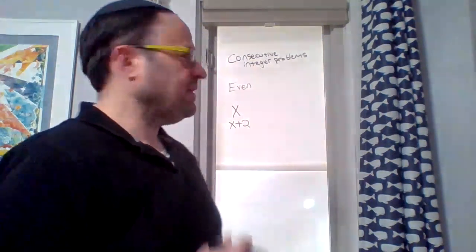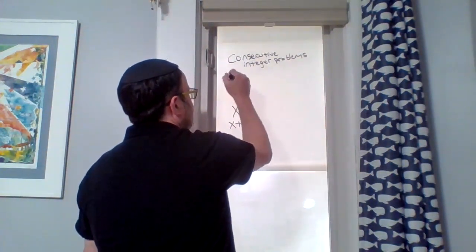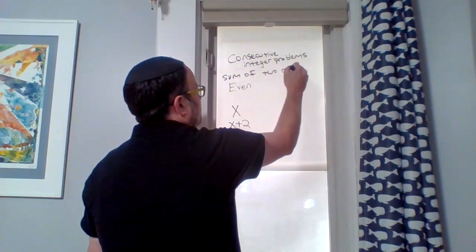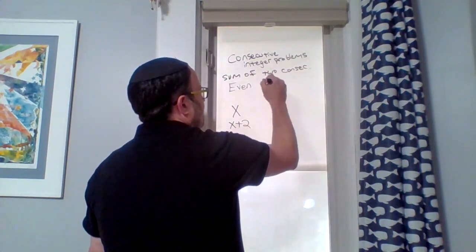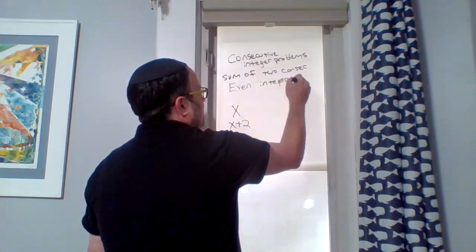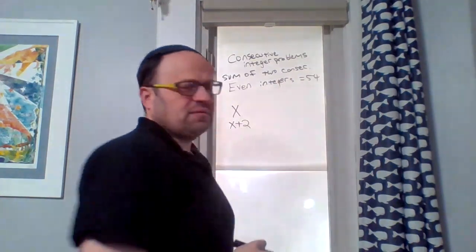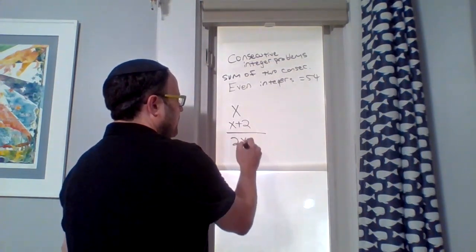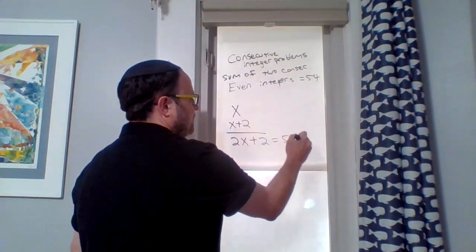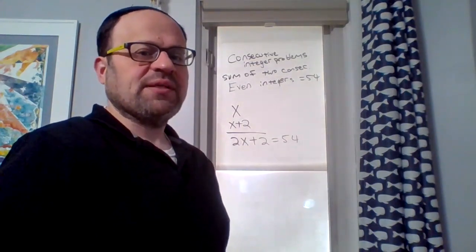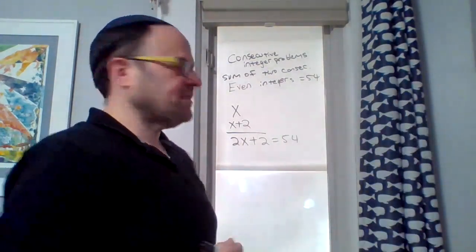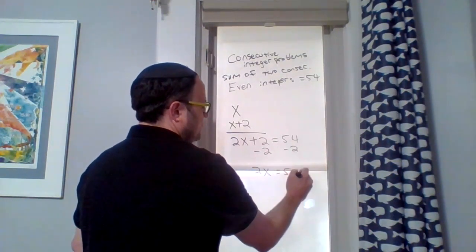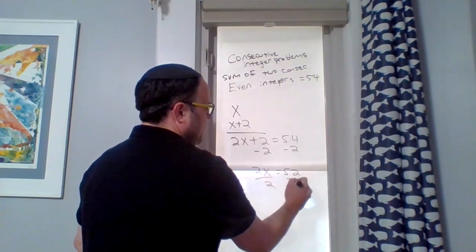So if the problem is saying the sum of two consecutive even integers equals 54, let's say. Well, just like yesterday, we want to add them up. 2x plus 2 equals 54. Now that looks like something familiar. We've turned our words into symbols. I can subtract 2 from both sides. Divide by 2.